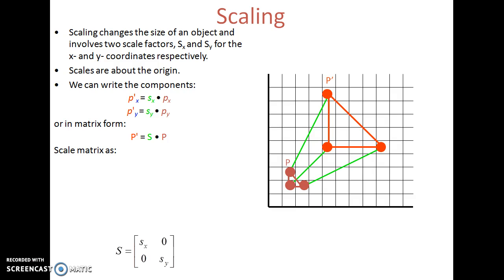And remember one thing, that in scaling the scaling factor is never negative. If the scaling factor is greater than 1, then there is an enlargement of the entity, and if the scaling factor is less than 1, then there is a decrease in the size. So we can never put a negative factor for the scaling.